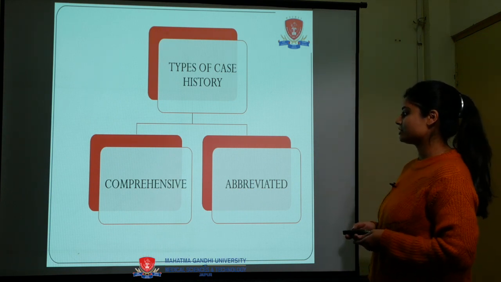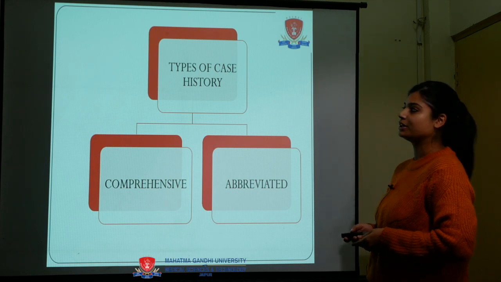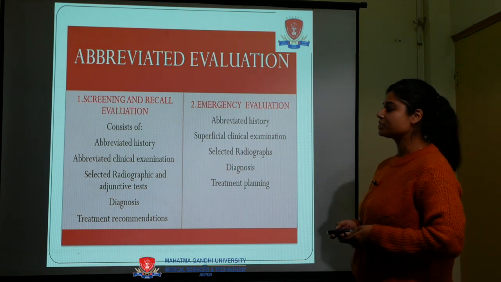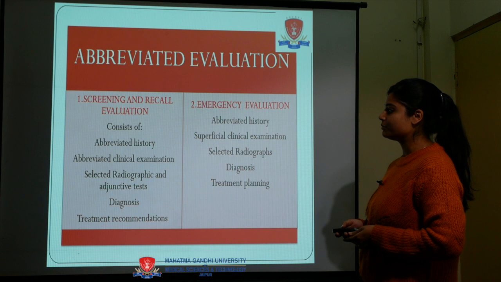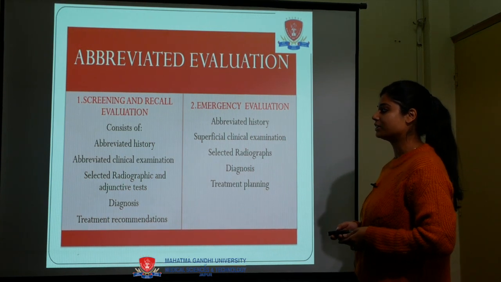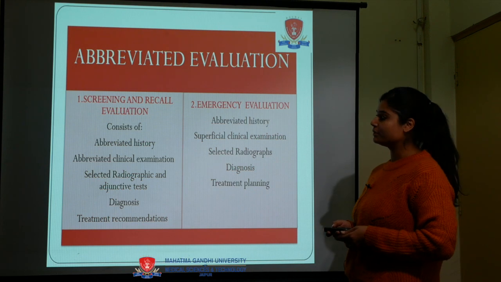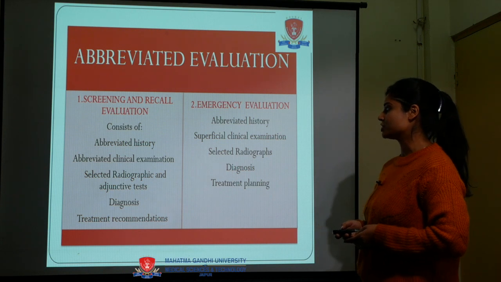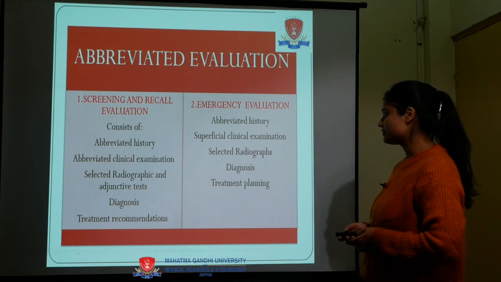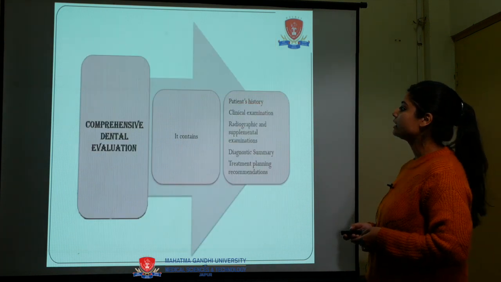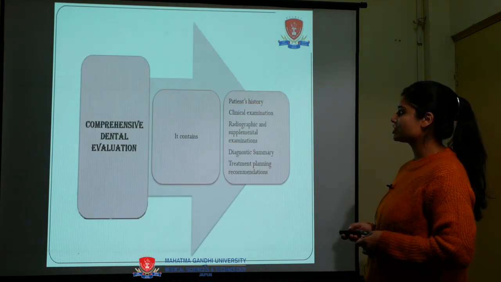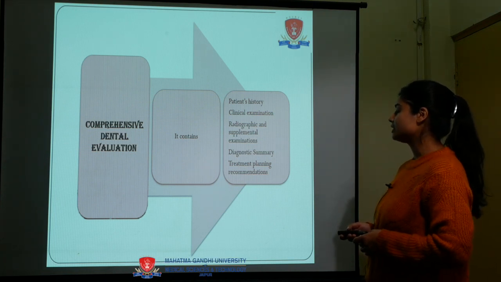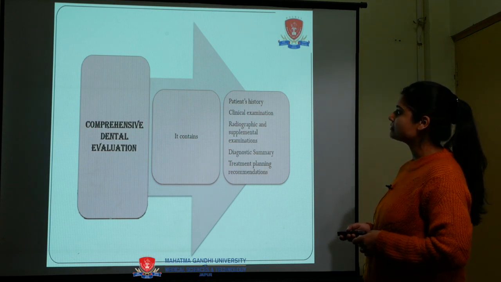What are the types of case history? First is comprehensive case history and abbreviated case history. Abbreviated evaluation includes screening and recall evaluation, which consists of abbreviated history, abbreviated clinical examination, selected radiographic and adjunctive tests, diagnosis, treatment recommendations. And second is emergency evaluation, which includes abbreviated history, superficial clinical examinations, selected radiographs, diagnosis and treatment planning. Next, comprehensive dental evaluation contains the patient's history, clinical examination, radiographic and supplemental examinations, diagnostic summary, treatment planning recommendations.